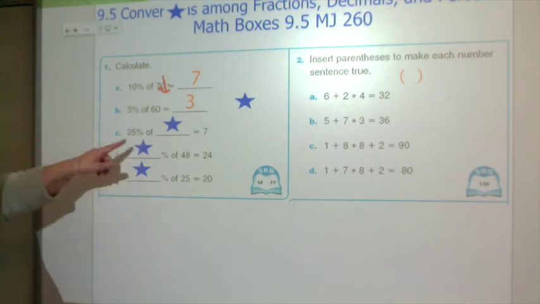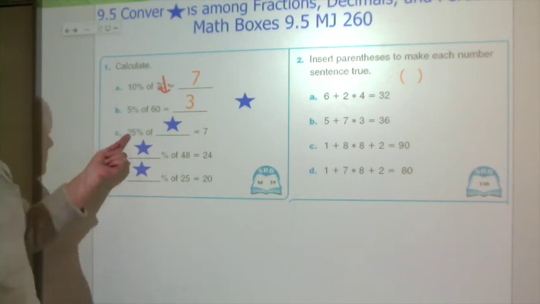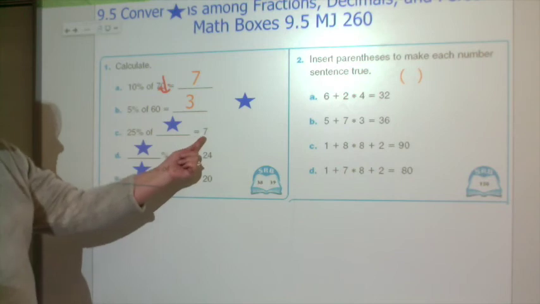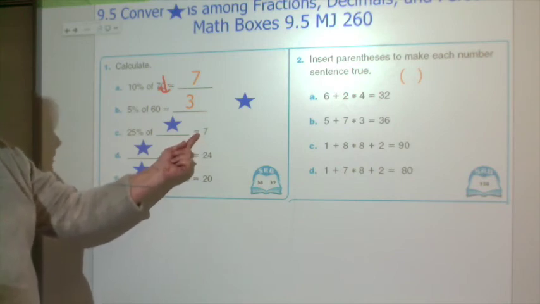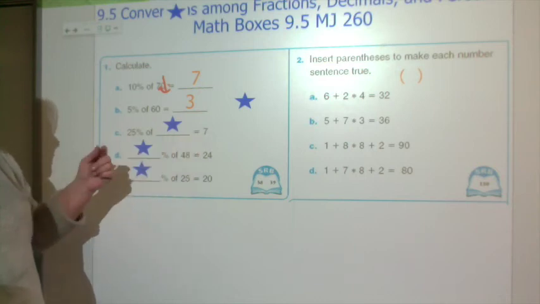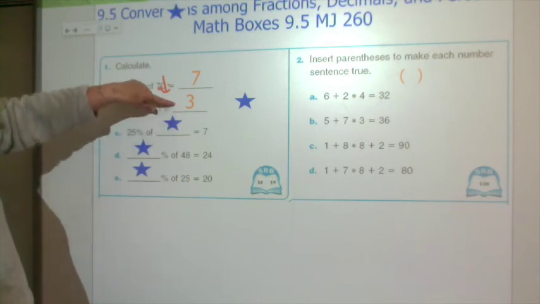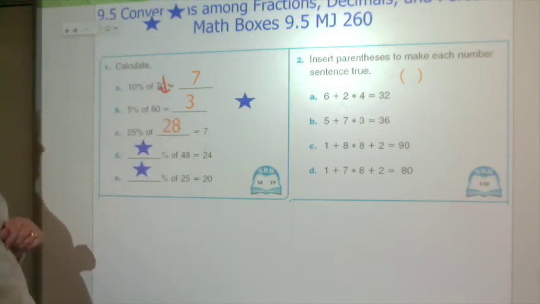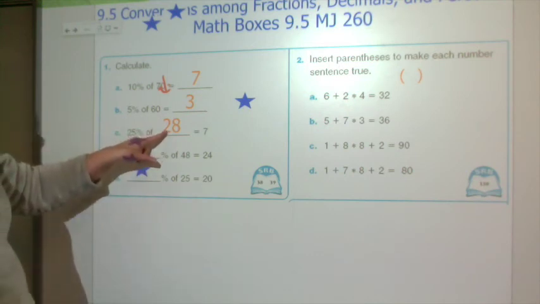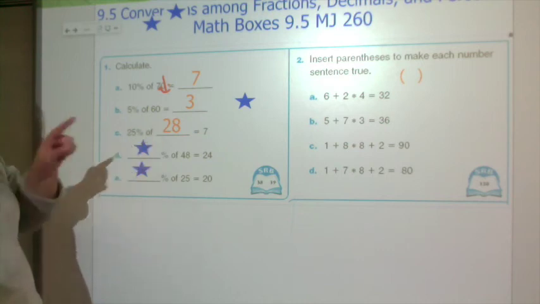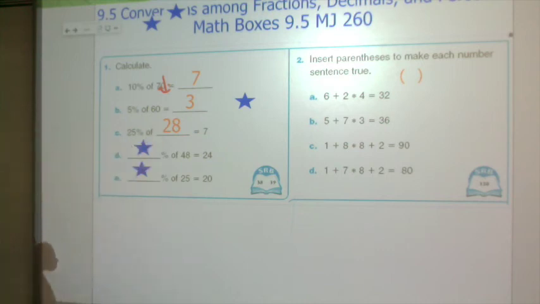25% of this number is 7. So that means 25%, that means 1/4. It means this is 1/4, 1 part out of 4. So if I multiplied this times 4, that would be how many my whole number is, or what I'm trying to figure out. So 28 is 100%. 25% is 1/4 of 28.